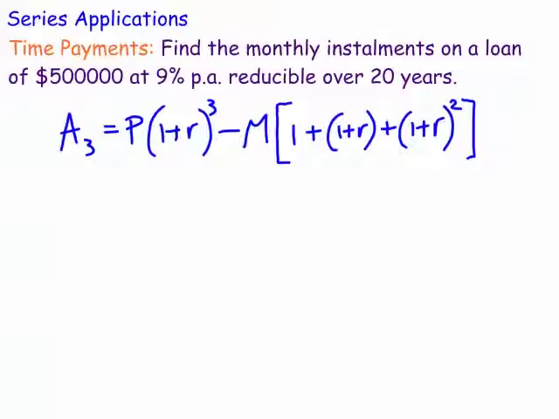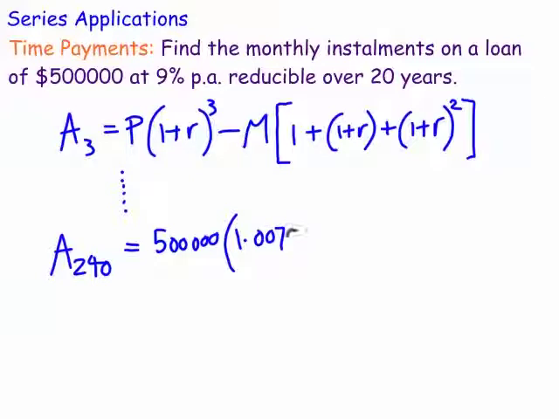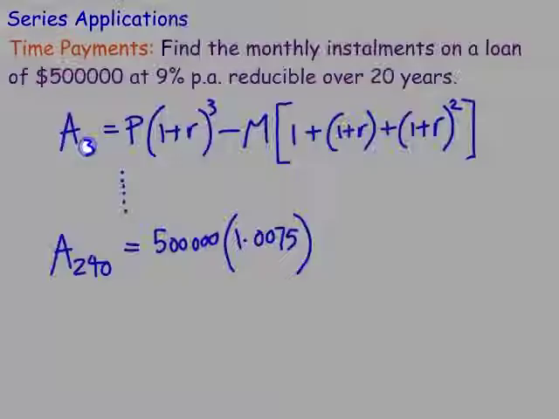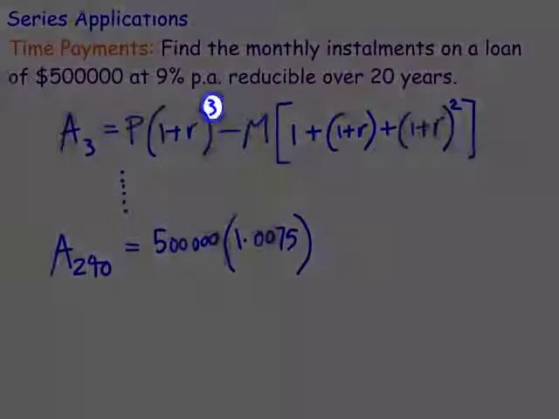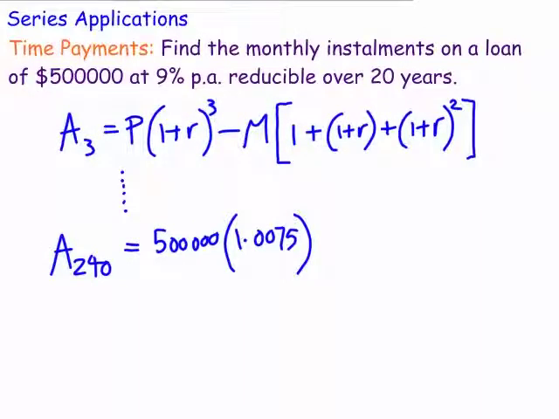Well, we have to continue the pattern. Right at the end of the loan, after 240 months, or 20 years times 12, we now have that the principal, which was in fact 500,000, and the interest rate was 0.75%, so it's going to be 1.0075. That's now going to be to the power, following the pattern. Remember the pattern was this 3 here, so it's just going to be 240 here.